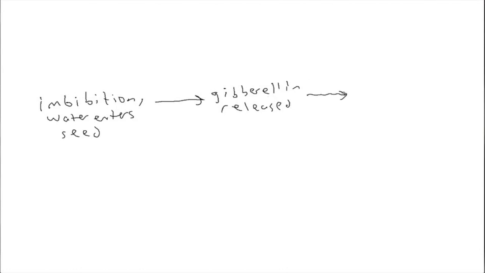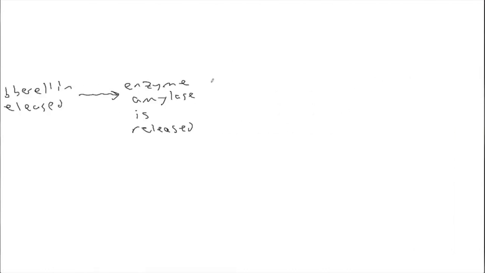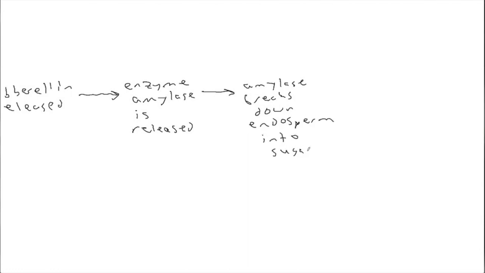Oh, yeah. And then the next step. And that causes the enzyme amylase to be released from the outer layer of the seed or the endosperm. That's right. And then what? And then the enzyme will break down the molecules inside of the endosperm in order to produce sugars. Good. And that sugar will allow the embryo to grow.